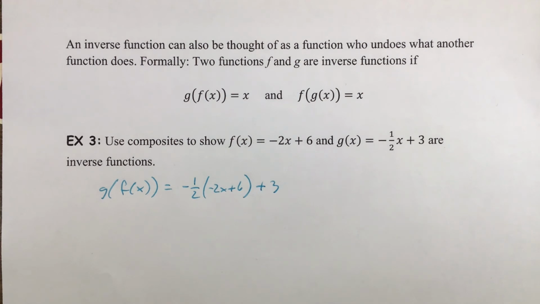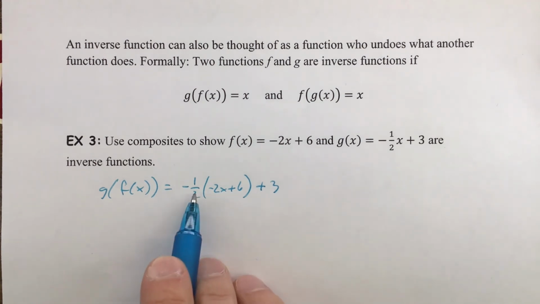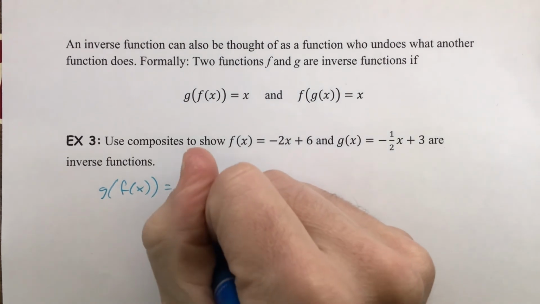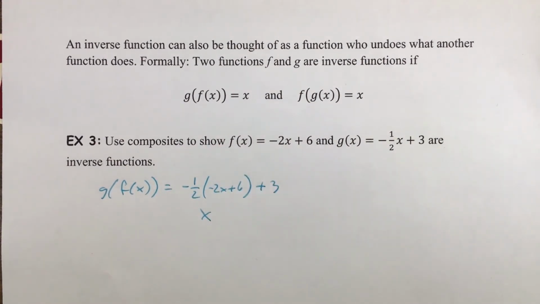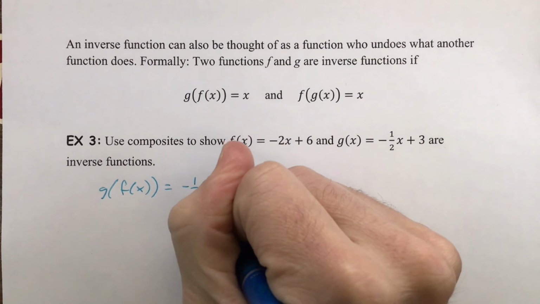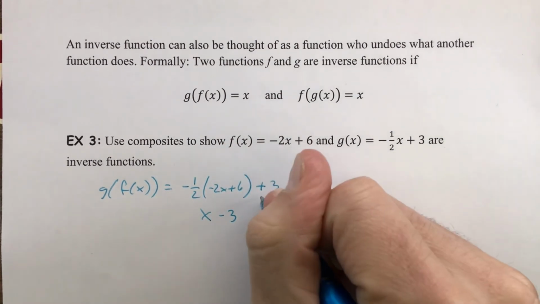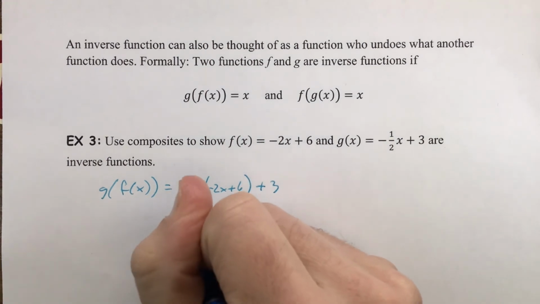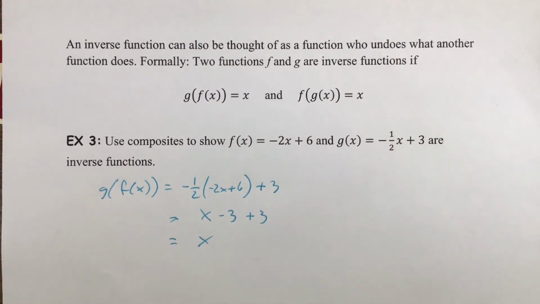And now all I'm going to do is reduce, perform some operations. What I would start with is distributing the negative 1/2 into the parentheses. Okay, negative 1/2 times negative 2 is going to become a positive. Half of 2 is going to give you 1, so basically just becomes an x. The negative 1/2 times positive 6 will give you negative 3. We still have the plus 3. These will cancel, and you get x.